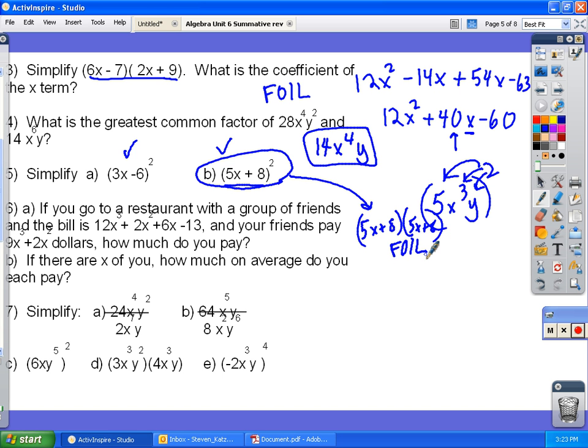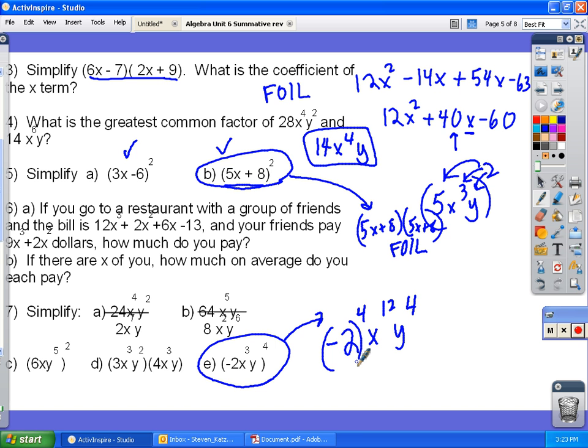So for the other ones, let's just do them real quick. I'm not sure about A and B, but I will do E. There's a 4 on the outside, so remember you have to distribute the 4 to every single thing. And when you have a power to another power, you're going to multiply. And negative 2 to the fourth power is negative 2 times negative 2 times negative 2 times negative 2. So you end up with a positive 16 x to the 12th y to the fourth.